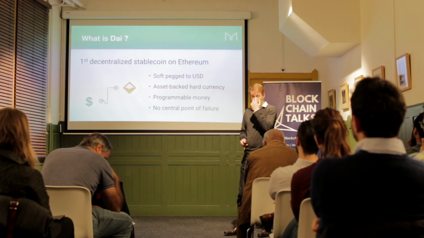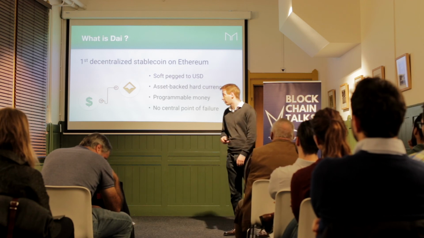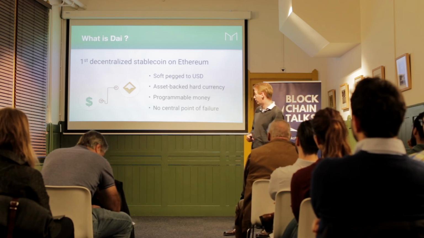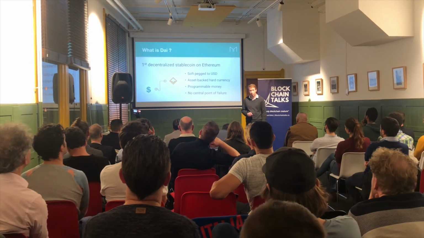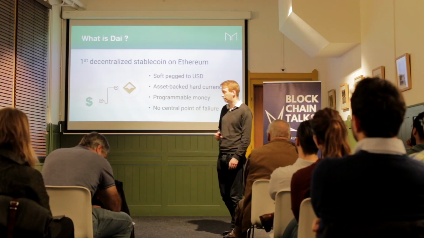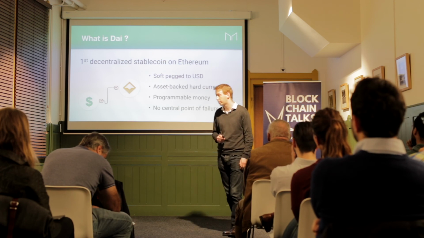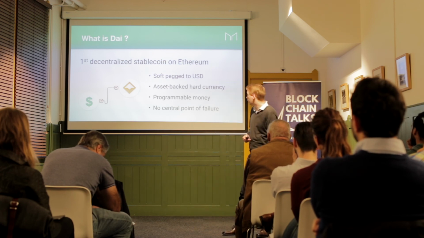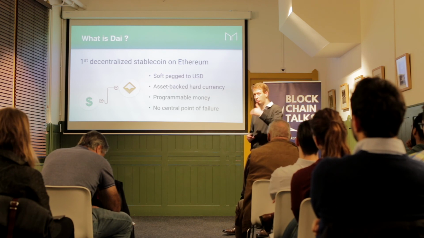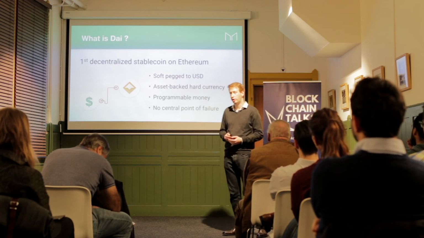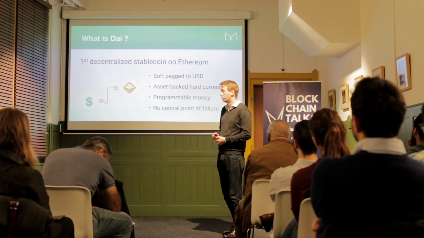So what is DAI exactly? For us, the main thing is that DAI is a decentralized stablecoin on Ethereum. We're the first ones who brought something like this into production. The idea is quite simple. It's a soft peg to the US dollar. We say soft peg because there might be some deviation, but the deviation is temporary, and the value of the stablecoin goes back to $1 over time.